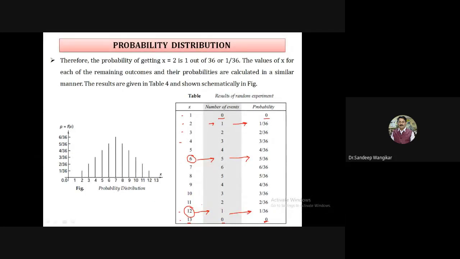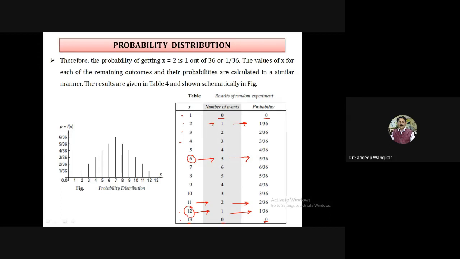When x is equal to 11, it happens 2 times: 5 plus 6 and 6 plus 5. So see, one experiment we have taken and we are going deeper and deeper in understanding. So this is 2 by 36. These are the probabilities, and whatever the table, it is called the probability distribution table.